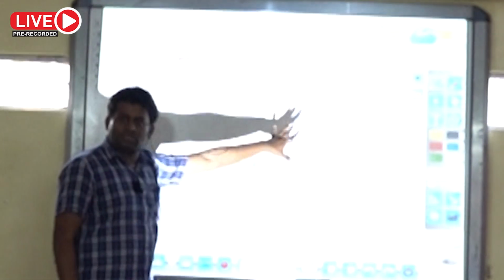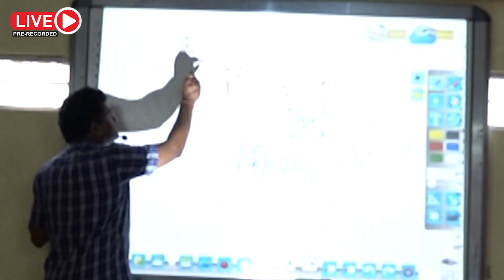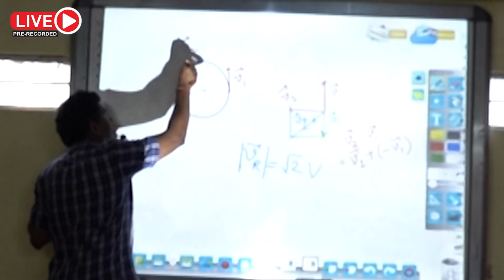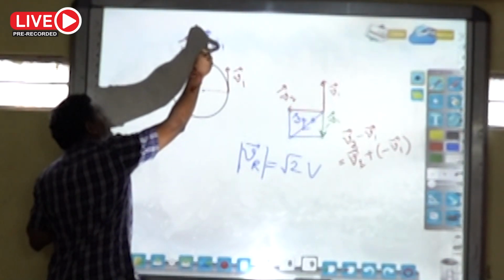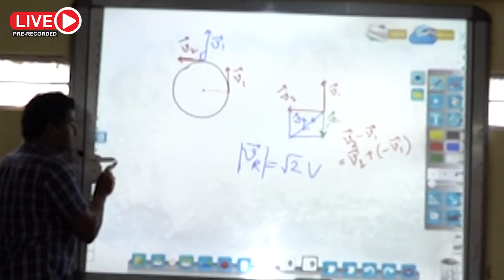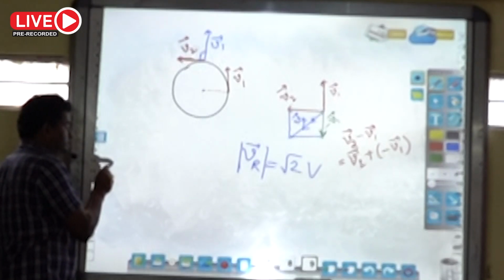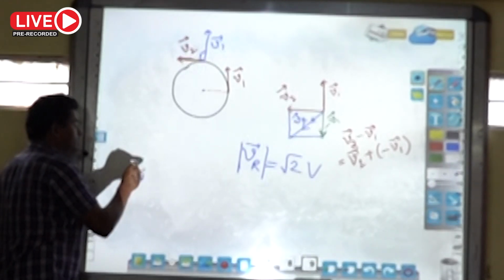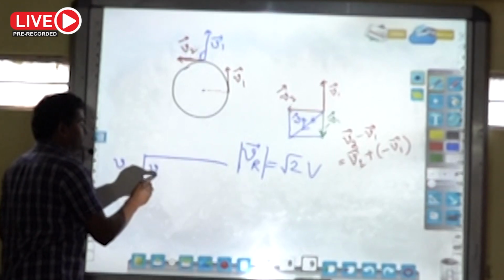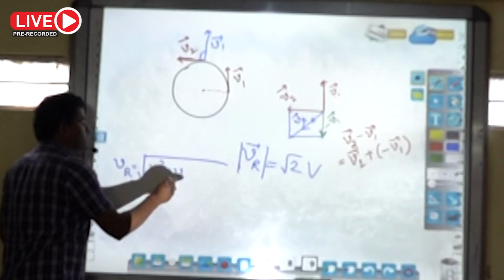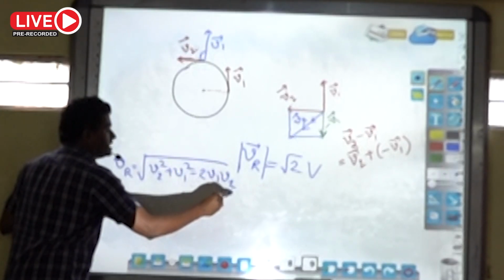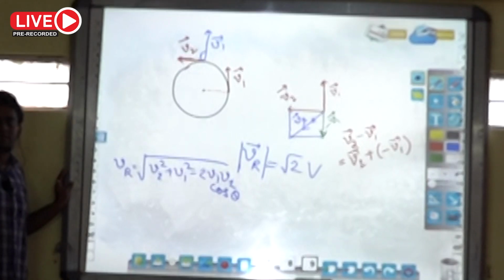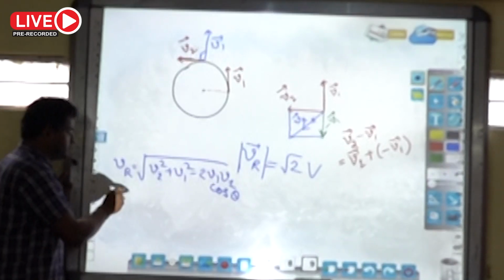Okay, either proceed through this graphical method, or you can consider what is the angle between v2 and v1. If I draw v1 here, the angle between them is 90 degree. You can apply the formula for subtractant, that is vR will be equal to root over of v2 square plus v1 square minus 2 v1 v2 cos theta. Resultant and subtractant can be calculated from the same formula by using the angles.